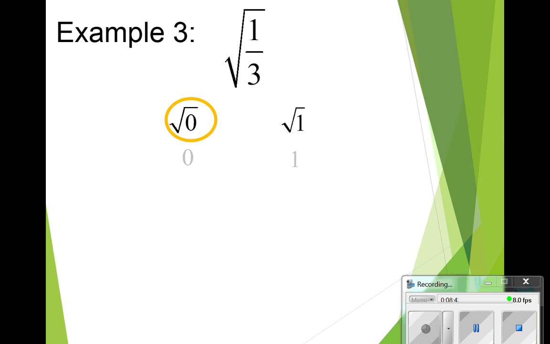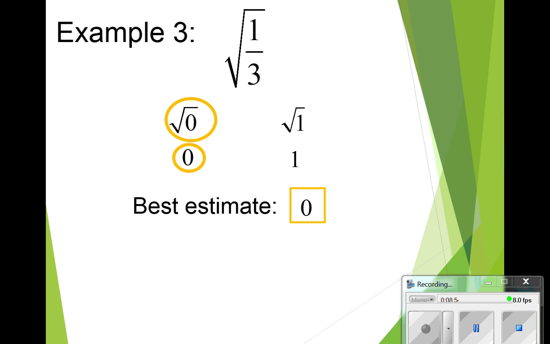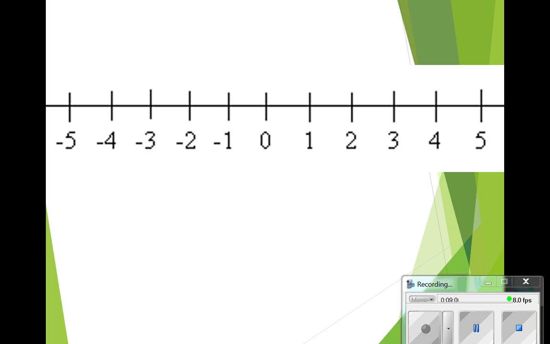And the square root of 0 is 0, square root of 1 is 1, and we know it's going to be closer to 0. So our best estimate, if you had to pick a whole number integer, would be 0. Now we can plot this on our number line. We know it's between 0 and 1. So here's our number line. Make a mark. And because it's closer to 0, I just have to make sure that my point and label is closer to 0.